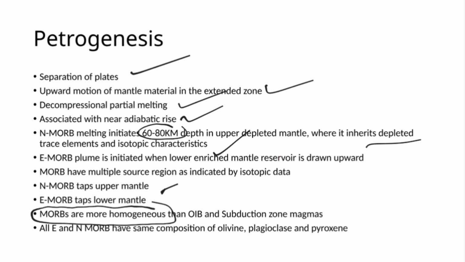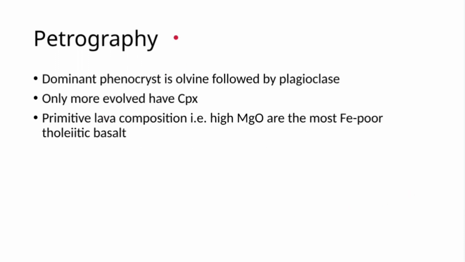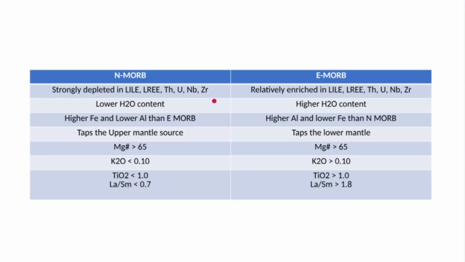Okay, so the difference between them: in petrography, the dominant phenocryst is olivine. Only more evolved ones have CPX, so pyroxene is not abundant. The more evolved it becomes, meaning the more differentiation there is, then CPX will come. So the primitive lava composition is high MgO and mostly Fe-rich tholeiitic basalt. That's why the dominant phenocryst is olivine. Okay, so this is the difference between E-MORB and N-MORB.